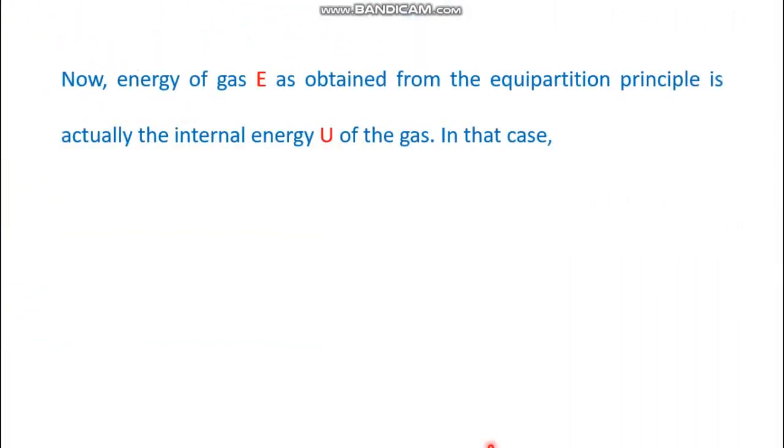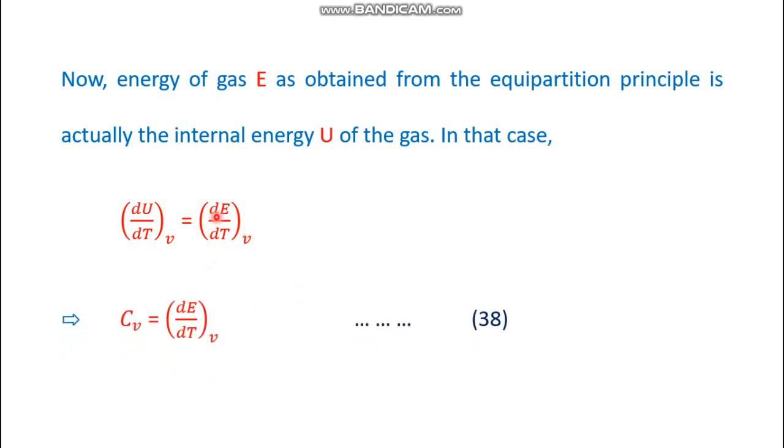The energy E of a gas can be obtained from the equipartition principle, and this is nothing but equal to the internal energy of the gas. So we can easily write that (dU/dT) at constant volume is nothing but (dE/dT) at constant volume, where U is the internal energy and E is the total molecular energy obtained from the equipartition principle. Hence this is actually the heat capacity at constant volume. So according to this equation number 38, we can easily calculate the heat capacity at constant volume just by differentiating the energy expression with respect to temperature at constant volume.